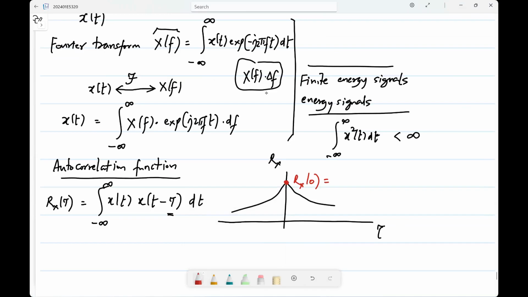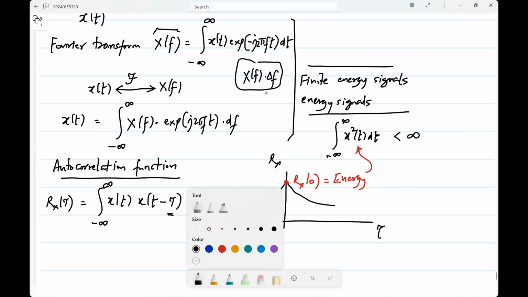What is that? It is the energy of the signal, which is the same as that, right? Because if you substitute tau equal to 0, you just get the integral of x squared. Okay. So now, what is the Fourier transform of this?